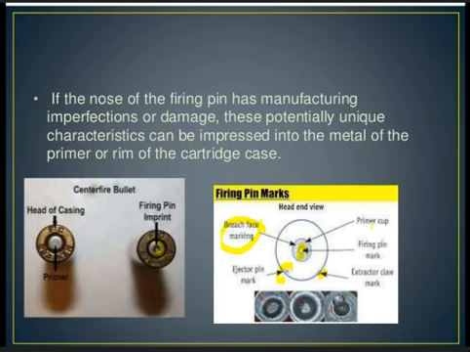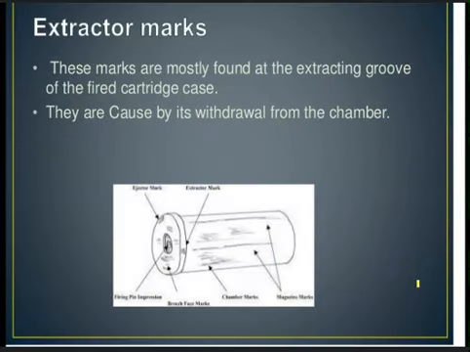Okay? So these are the different extractor marks. So naa napod siya. I do not know kung maklaro ba diya sa inyo. Extractor marks. Marks found mostly at the extracting groove of the fired cartridge case. They are caused by its withdrawal from the chamber. Di ba? Backward, kini bang backward movement of the sige nga part sa firearm gani. Dito si caliber 45 ka na mo. Frame. Okay? Frame sa firearm.